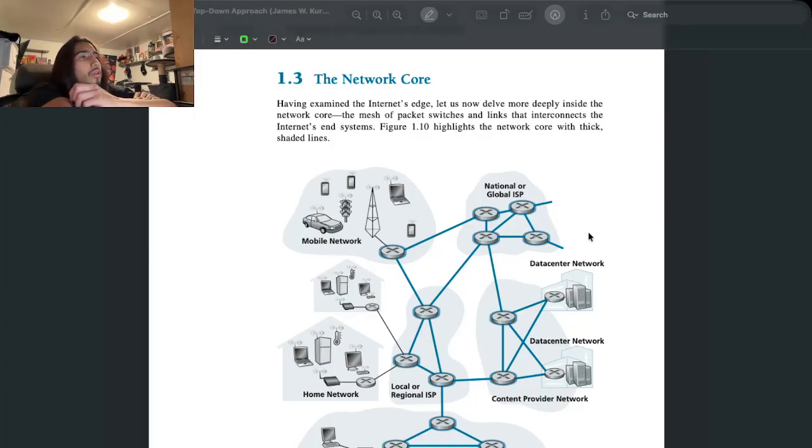The network core. Having examined the edge of the network, now the core. Data centers.